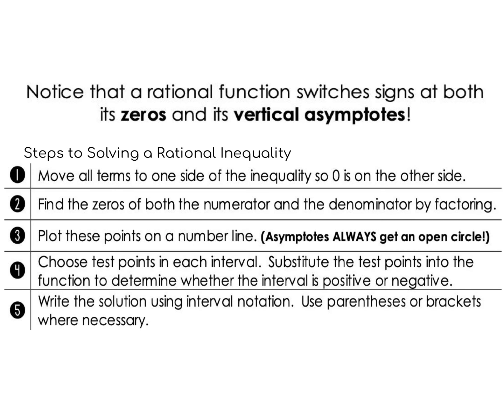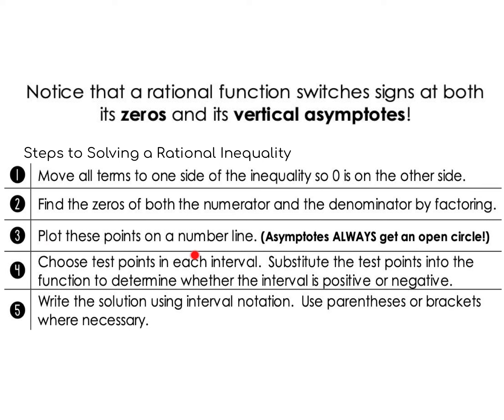So if you notice, all rational functions switch signs at their zeros and vertical asymptotes. So to solve a rational inequality, you're going to move all terms to one side of the inequality, so 0 is on the other side. Find the zeros of both the numerator and denominator by factoring.